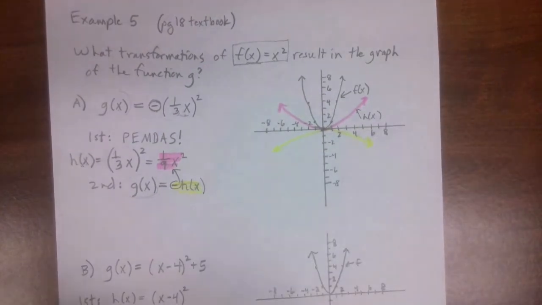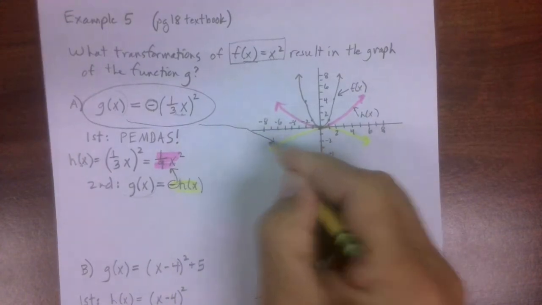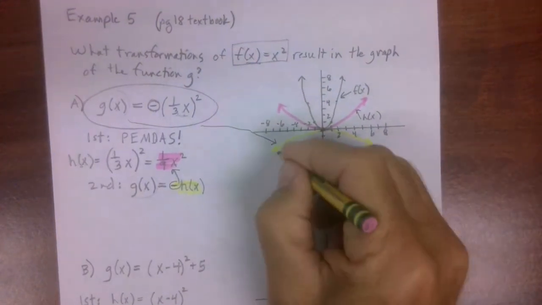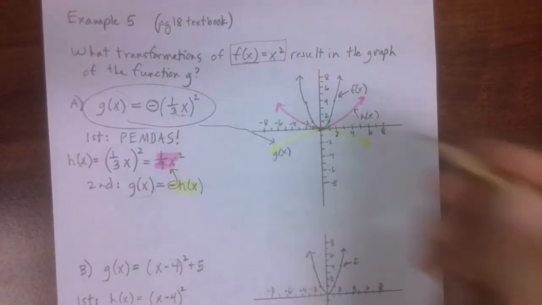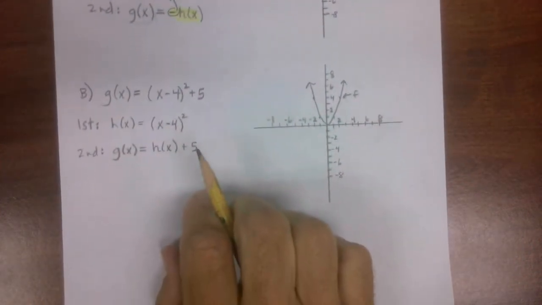And this is now this, which is g of x. I finished it. Okay? Next one.